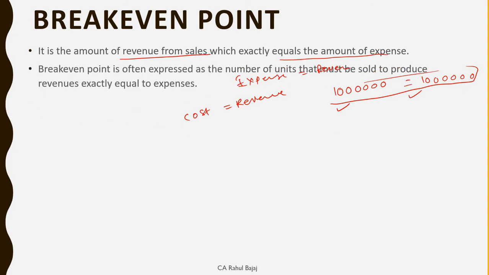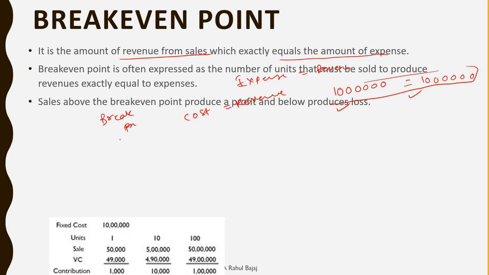We'll see an example. Break even is often expressed in number of units that must be sold or produced. So in costing we generally see how many goods are to be sold to reach break even and to reach profitable positions. We'll see one example here.